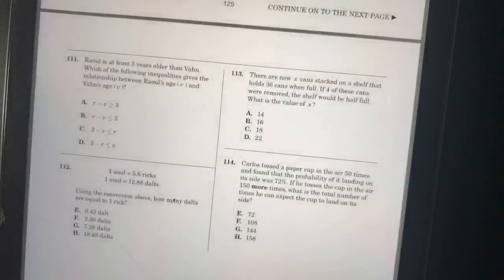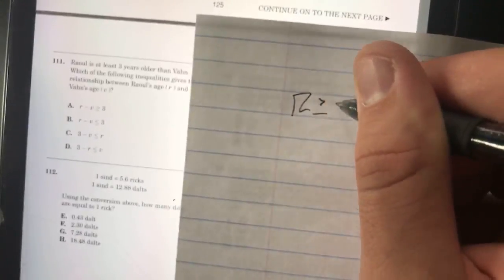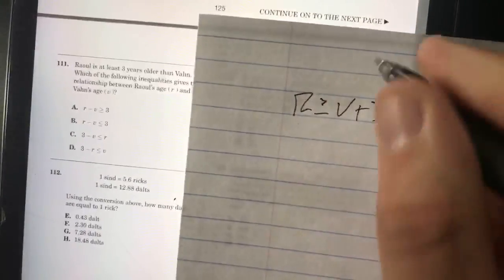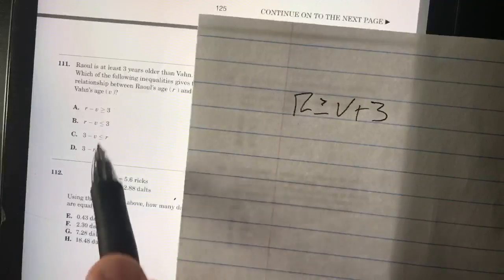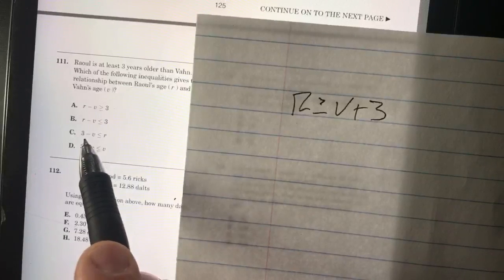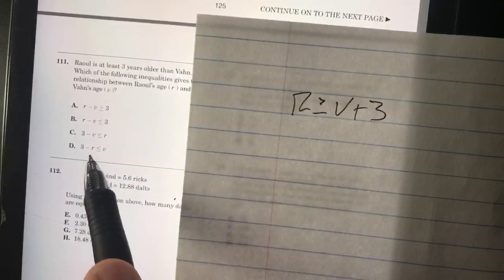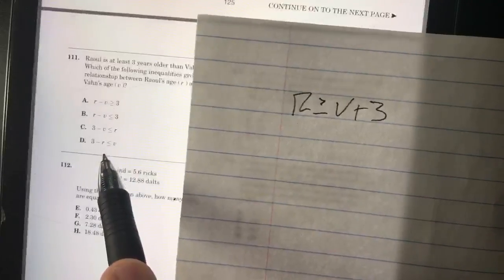What do we do? Oh, you can see right through it. Dang, hold up, let me get a new piece. So we know that Raul is greater than or equal to Vaughn plus 3. So that's not an answer choice. All of them have 3 by itself or R V by itself. This doesn't work out because this is 3 minus V. This doesn't work out because R minus V is less than V. That's the opposite of what's true.